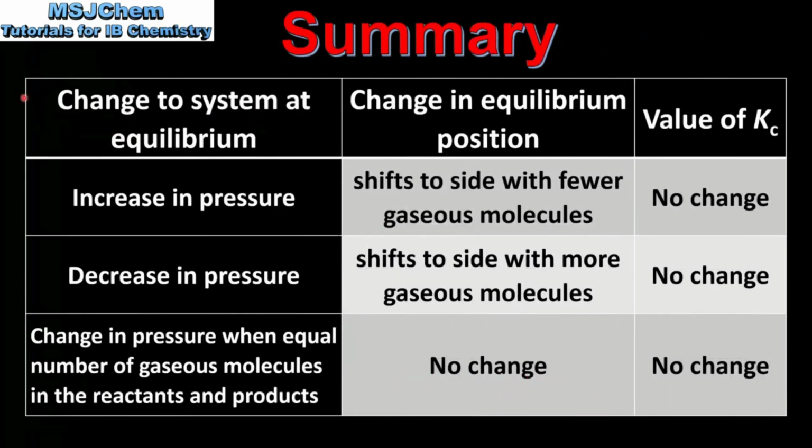So let's end with a summary. In this table we have change to the system at equilibrium, change in equilibrium position, and change in the value of the Kc. When the pressure is increased, the equilibrium position shifts to the side with fewer gaseous molecules. When the pressure is decreased, the equilibrium position shifts to the side with more gaseous molecules. And changes in pressure when there's equal numbers of gaseous molecules in the reactants and products has no effect on the equilibrium position. And as we can see, the value of the Kc does not change when changes are made to the pressure of the system.